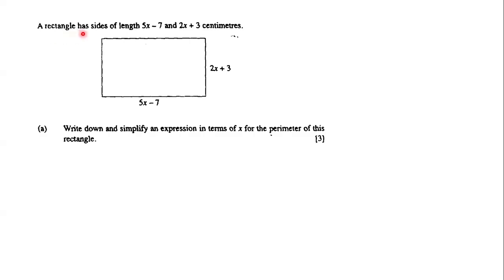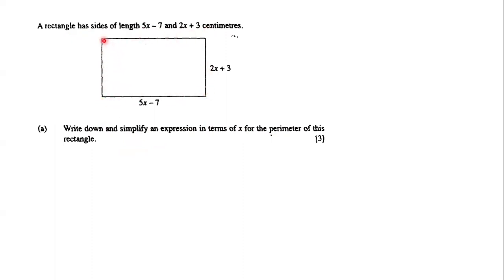A rectangle has sides of length 5x minus 7 and 2x plus 3 centimeters. And so here is our rectangle. It says to write down and simplify an expression in terms of x for the perimeter of this rectangle. And so the perimeter is the distance around the shape.